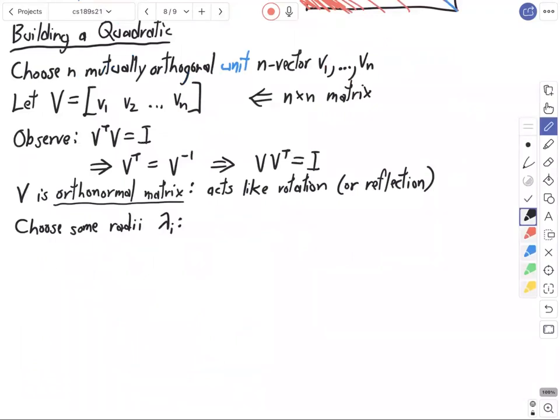So there's a nice way to encode this, which is we're going to have a big diagonal matrix called capital lambda, whose diagonal entries are all the little lambdas. And since it's a diagonal matrix, all the off diagonals are 0.